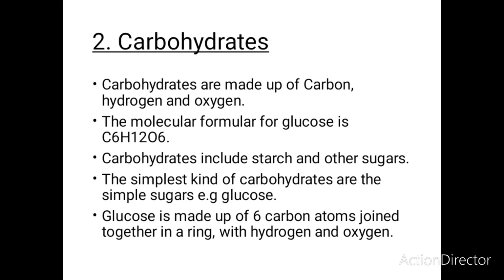So the molecular formula for glucose is C6H12O6. This means that glucose is made up of 6 carbon atoms, 12 hydrogen atoms, and 6 oxygen atoms. So glucose is made up of 6 carbon atoms joined together in a ring with hydrogen and oxygen.